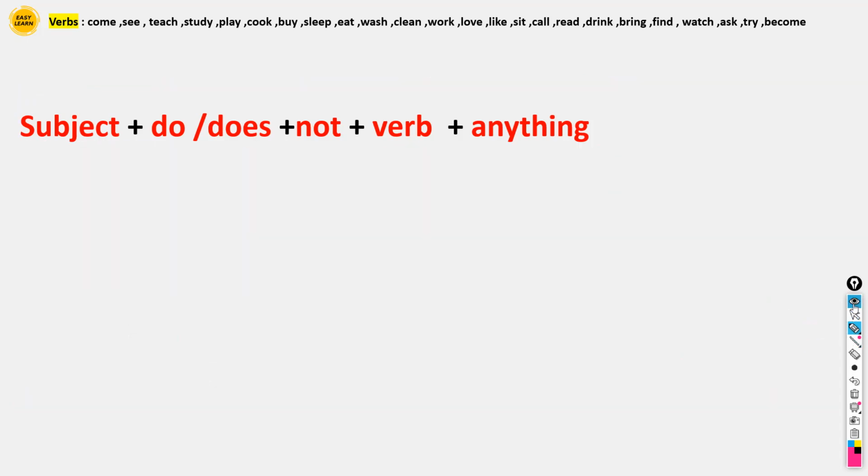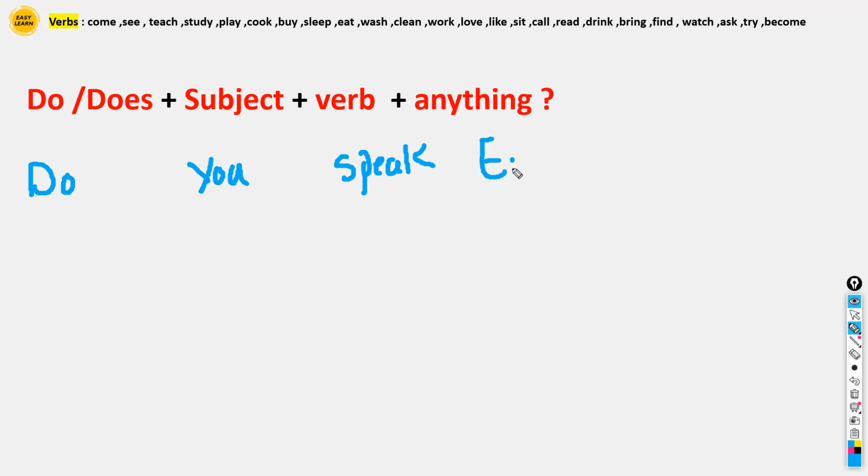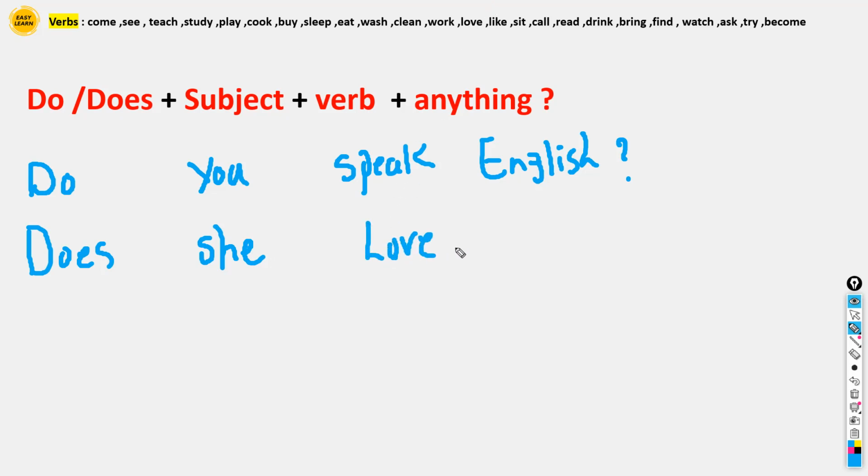So now let's move to the next, guys. The next one is how we make examples in question formula. First we have to put do, does, subject, verb, anything. Suppose first I add do, then put any subject, suppose you, do you, then verb, do you speak English? Then we have a question mark. Then suppose put does, then put any subject, he, she, it, anyone. Does she? Then put any verb. Does she love him?